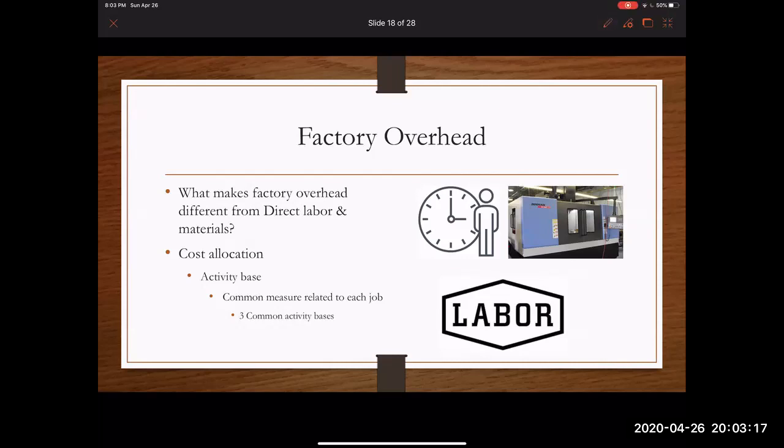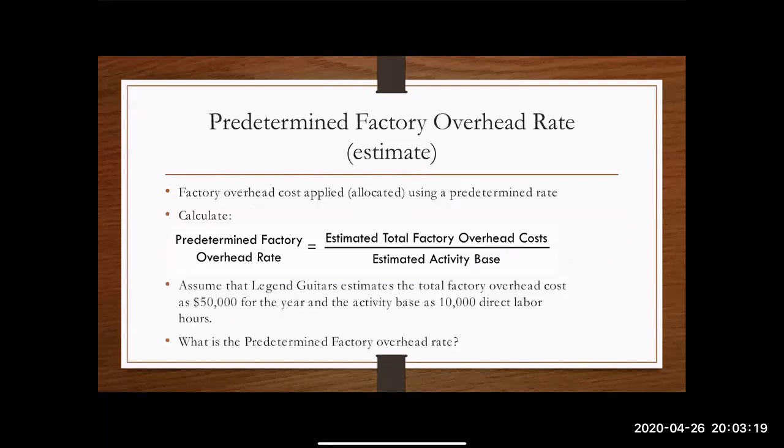All right, so moving on. With that, I'm going to end this video because I don't want to go over time, and then I'm going to talk about how we come up with a predetermined factory overhead.